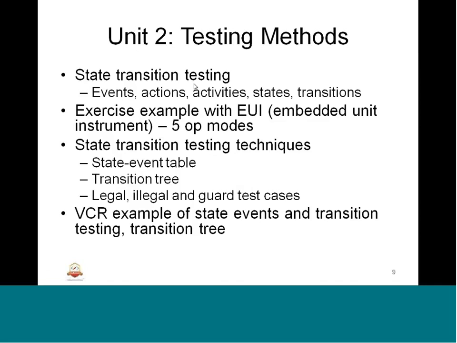We had an exercise example with a UI embedded instrument with 5 operation methods or modes. In that example, we went through it. We tried to understand and put together the various testing strategies, state transition testing techniques, and the state event table. We had gone through it with an example. Transition tree, legal, illegal, and good test cases for those state events. We saw an example of state events and transition testing, with the transition tree drawn and gone through.